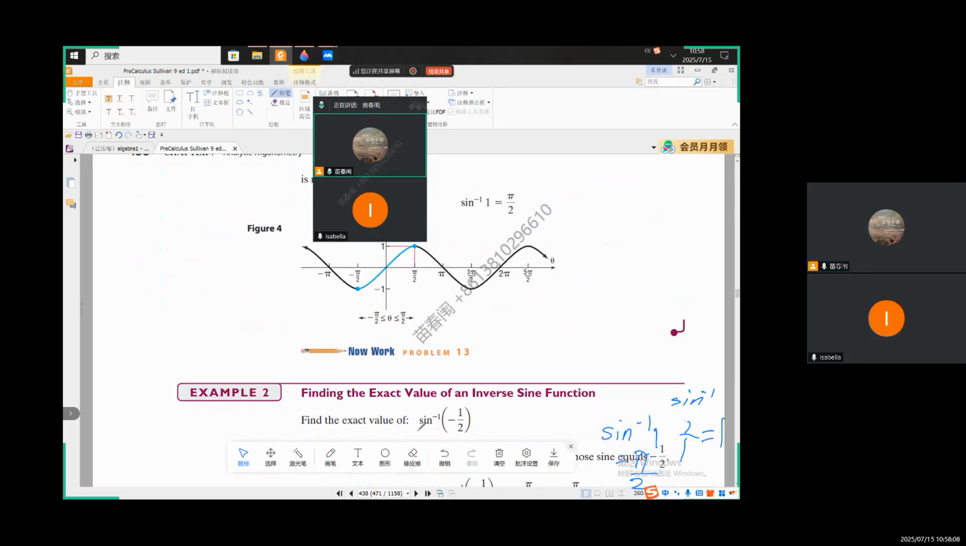And how about this one? You can also use sine to find it and then get it from the inverse function. Okay, so let me do the sine first. What sine value is negative 1 over 2?